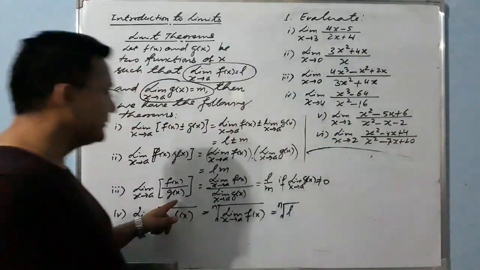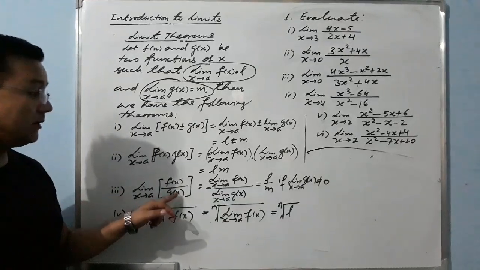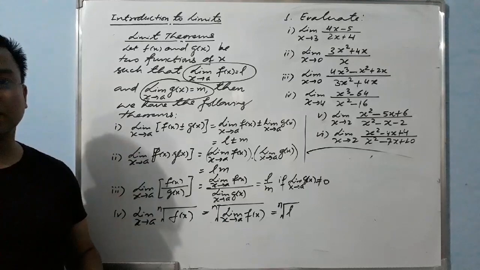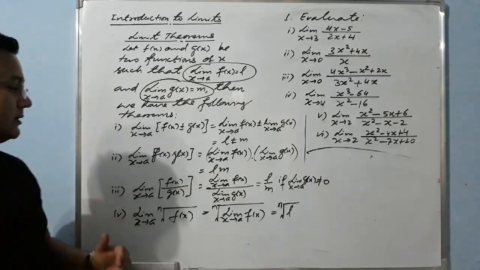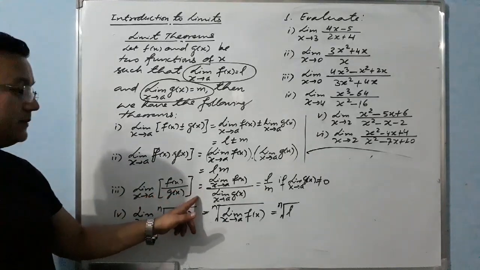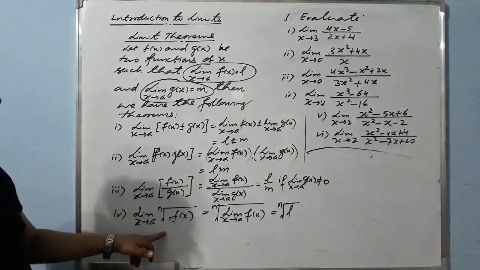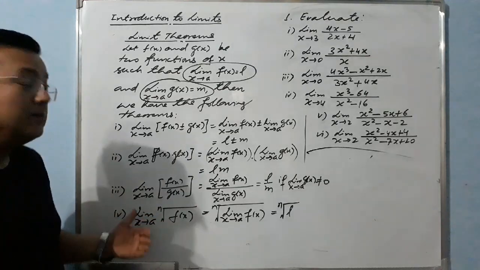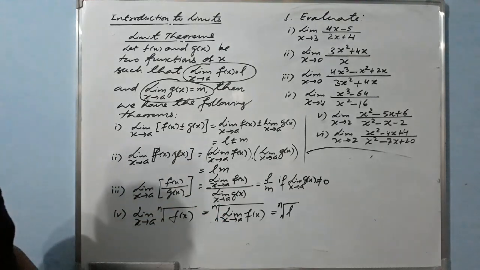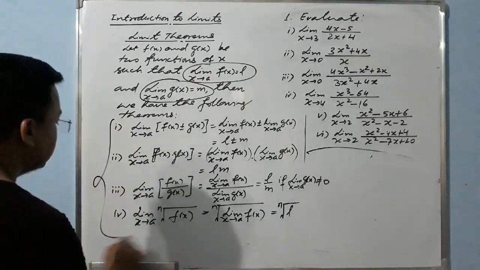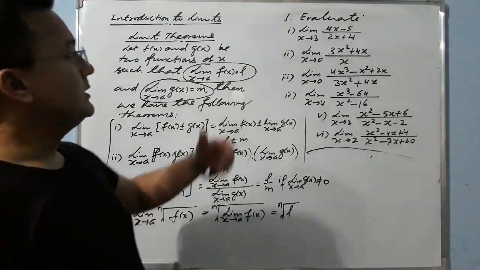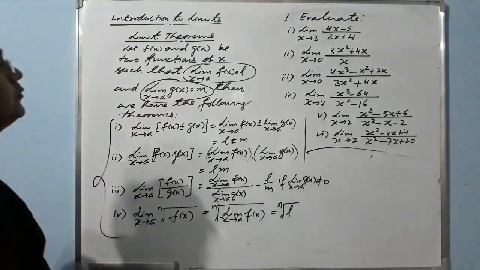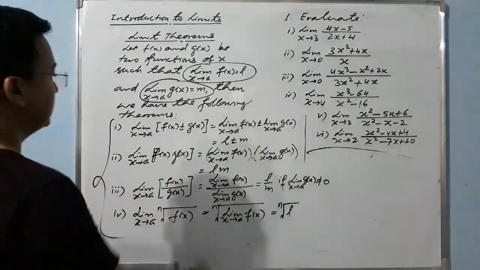Similarly, in this case also we can write it separately, but limit of g of x as x tends to a should not be equal to 0. Then only we can apply this form. Otherwise we can't. Here also we can write nth root of f of x; we can take the nth root of the limit of f of x as x tends to a. So we can use these theorems while we evaluate the limit of a function. So let's move on to how to find the limit of a function.